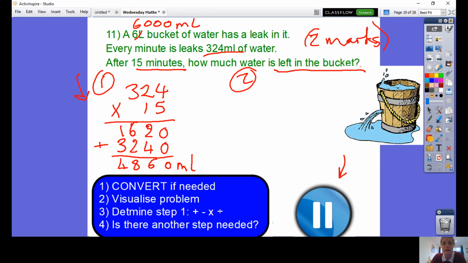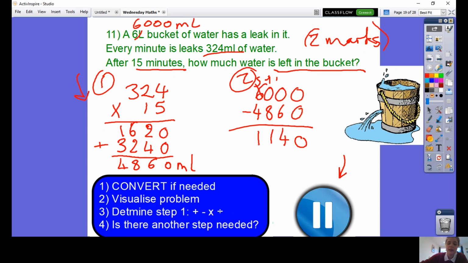How much is left? Well done if you decided that that meant step 2 was a subtraction. 6,000 subtract 4,860. 0 is going to go here, then I'm going to have to regroup for the rest of it. 4, 1, 1. Don't forget your unit of measurement is going to be millilitres. Well done if your final answer was 1,140 millilitres.